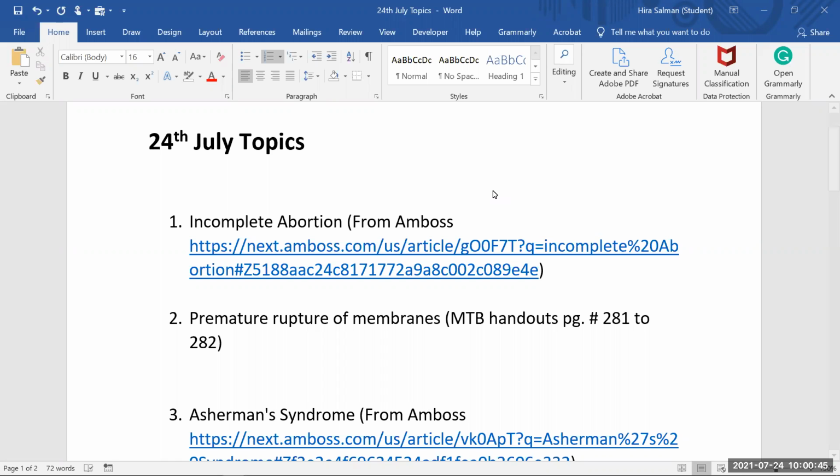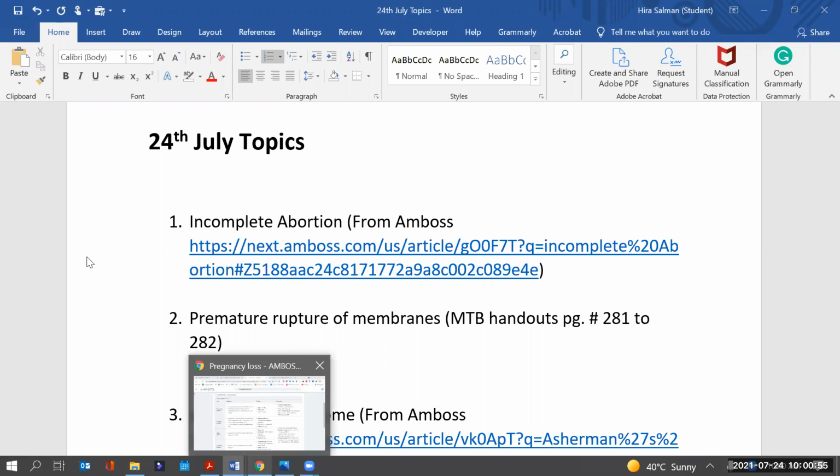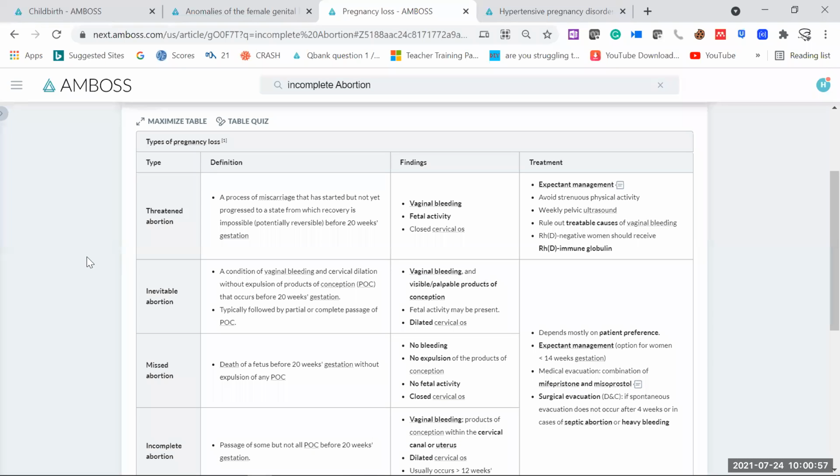Here we have a list of topics. So first, let's do incomplete abortion. It's not very much in detail in MTB, so let's have a look at AMBOSS for incomplete abortion. So we have certain types of pregnancy loss, and there are a lot more categories in this one. We'll quickly go through each category and we'll focus more on threatened and incomplete, as the recalls are based on these two topics.